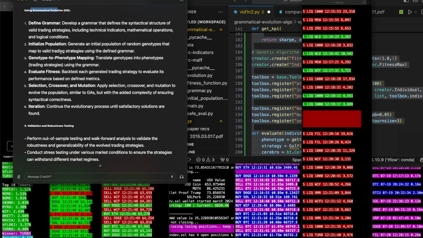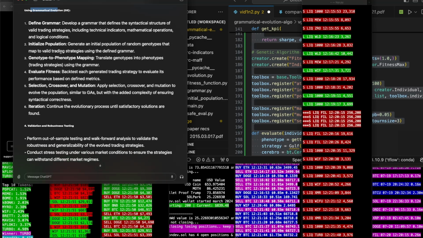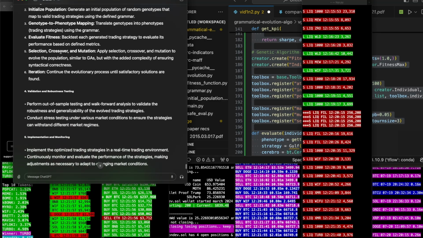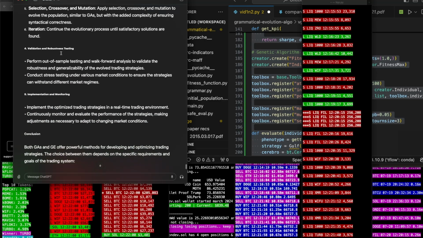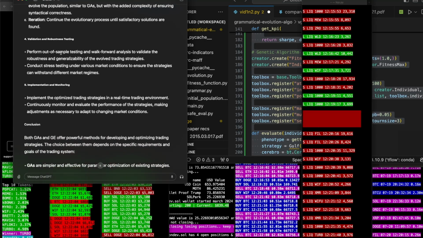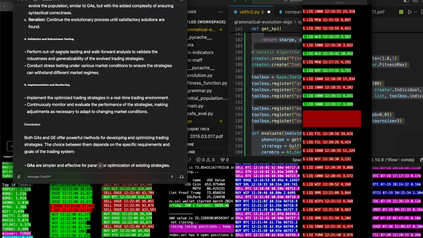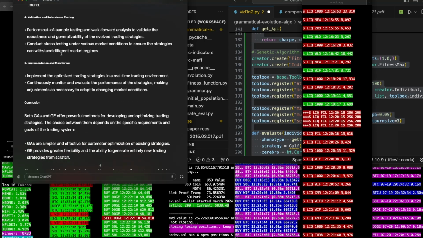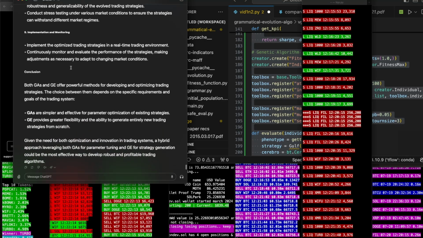but the added complexity of ensuring syntactical correctness. Continue the evolution process until satisfactory solutions are found. Validation and robustness testing. Perform out-of-sample testing and walk-forward analysis to validate the robustness and generalizability of the evolved trading strategies. Conduct stress testing under various market conditions to ensure the strategies can withstand different market regimes.